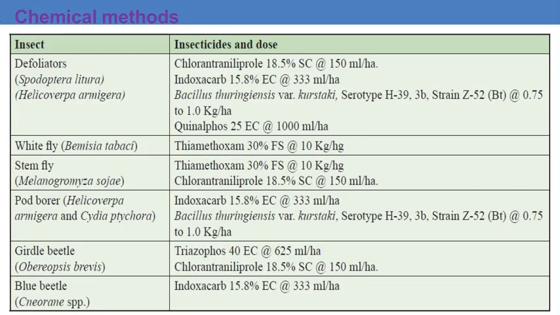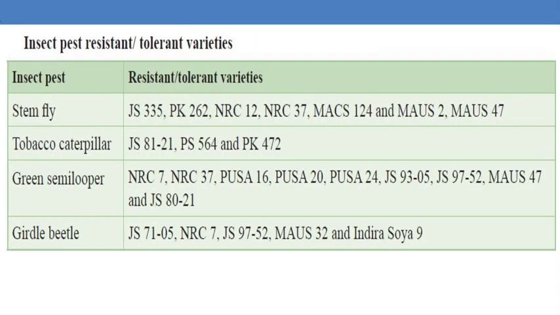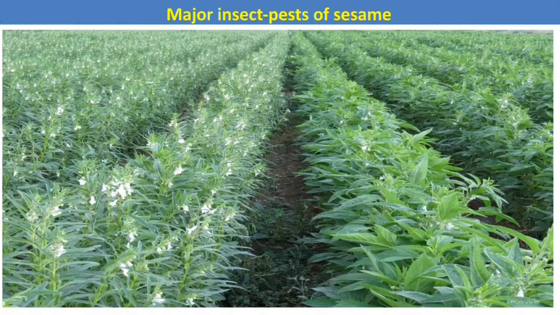And these are the different chemical insecticides or pesticides recommended by the CIB and RC, Central Insecticide Board and Registration Committee, against the different insect pest populations of the soybean crop. And these are the different resistant and tolerant varieties of the soybean against the insect pest populations.